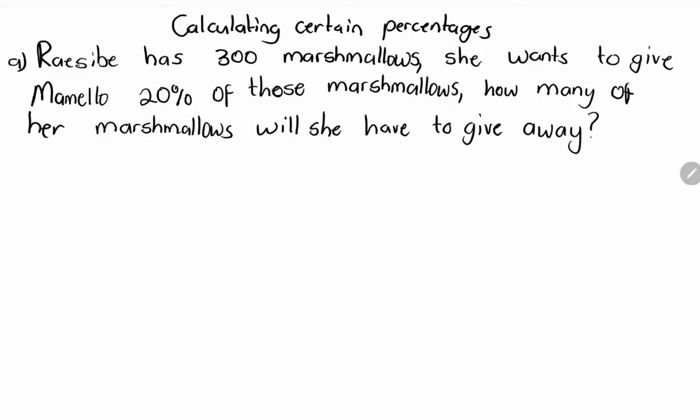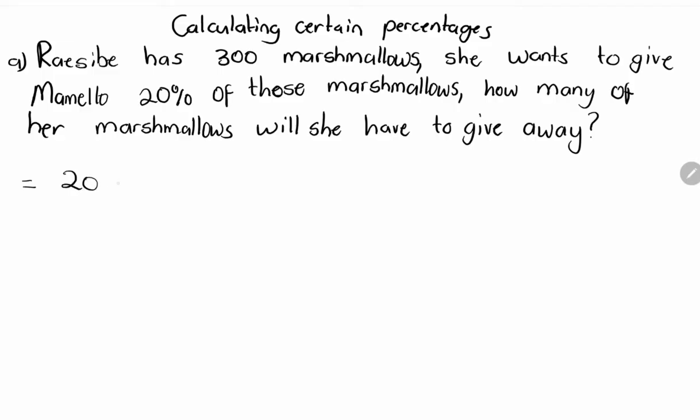Now, this question here, first of all, is going to distract you because marshmallows are absolutely tasty. So, try to ignore that for a second and look at the facts. Raisibe has 300 marshmallows. She wants to give away 20%. So, what you need to do here is to calculate or find 20% of 300. So, the first thing that you do, rewrite the question with all of the irrelevant details stripped out, right?